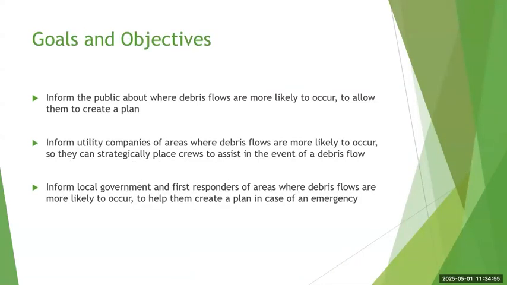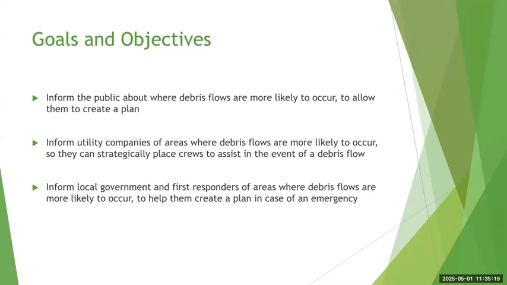So goals and objectives for this project: inform the public about where debris flows are more likely to occur. This will allow them to create a plan and be prepared in the event that one does happen. Also, utility companies, we want to let them know where they're more likely to occur so that they can strategically place crews to assist in getting those utilities back up and running.